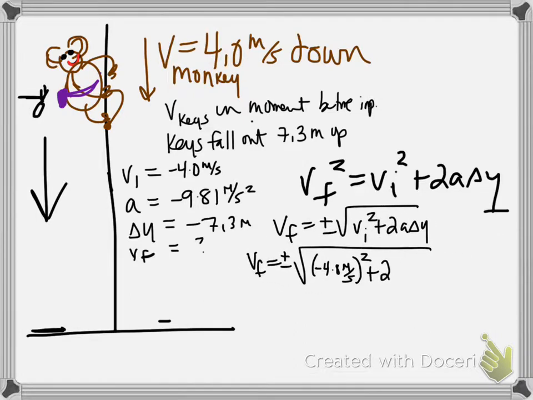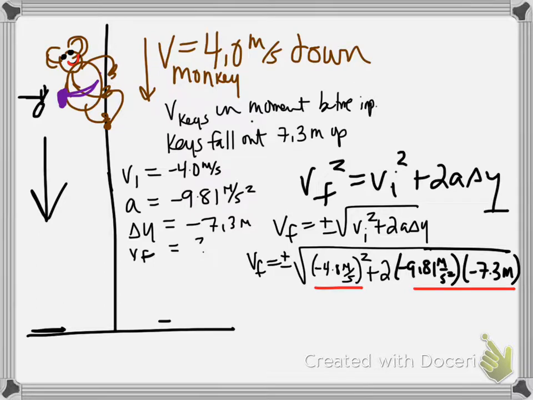So now we've got plus 2 times negative 9.81 meters per second squared. That's a negative. Oh, negative 7.3 meters. That's another negative. Okay, so here, these are going to be fine because it's squared. Here we got a negative times a negative. That's going to be fine. But that's how many places we have to make potential mistakes. So that's a lot of places to make potential mistakes.